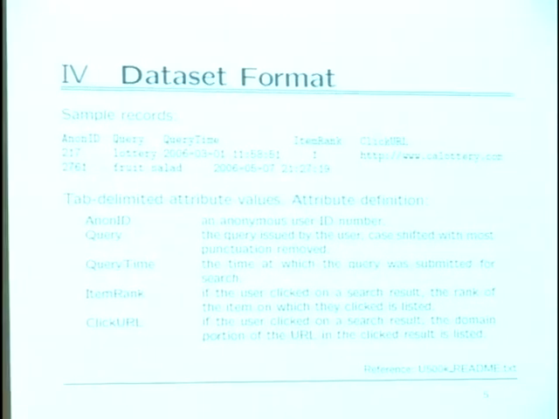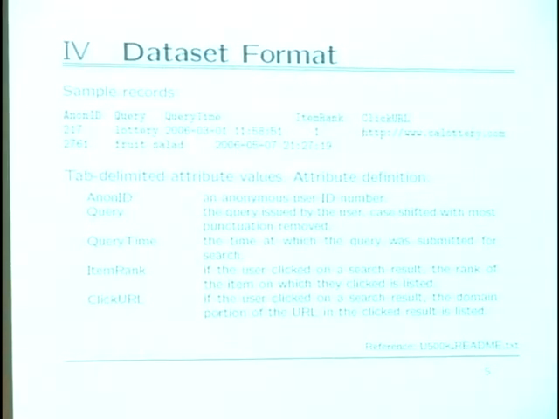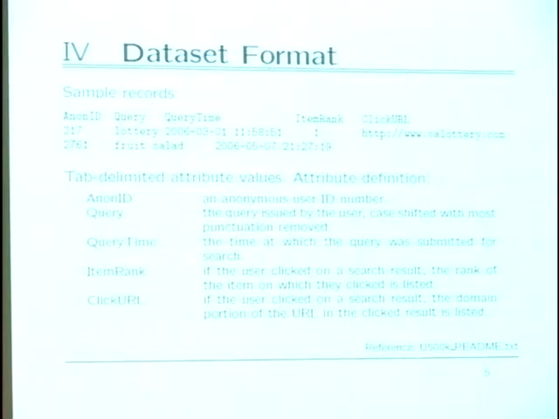This is basically tab delimited data. The first attribute is an anonymous user ID where AOL substituted the username, the AOL screen name, with an anonymous ID. Then we, of course, have the query content, which was typed into the search bar. And we have the time stamp when the query was submitted. And the last two attributes are optional. In case the user clicked on a search result, the rank of the result and the domain part of the clicked URL is listed. So this is basically the structure. So, AOL thought that this data is anonymized, but we'll see actually it is not.